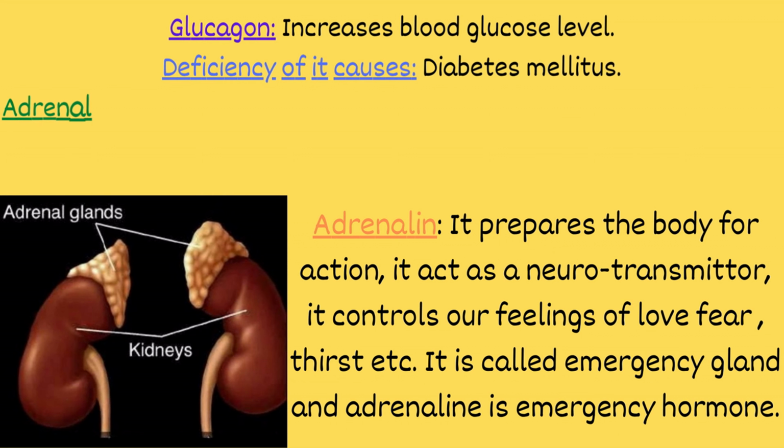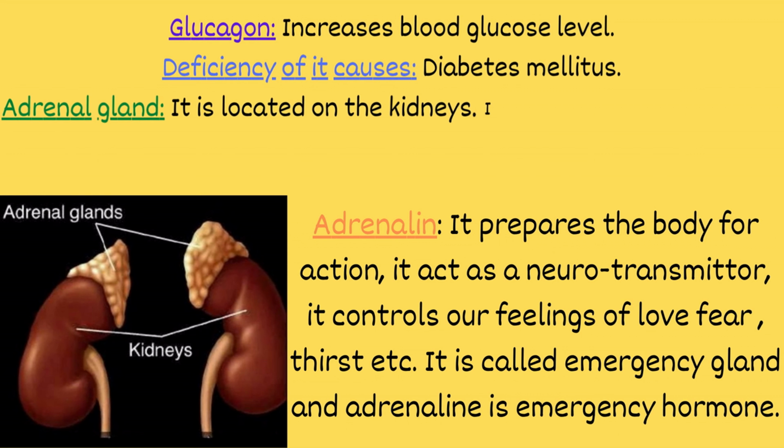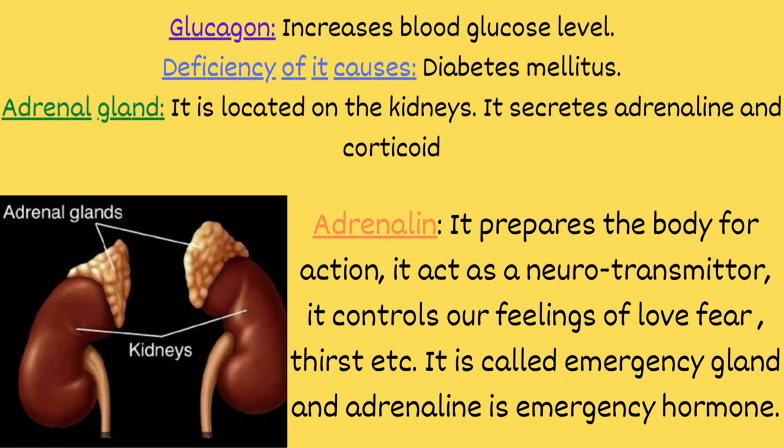Adrenal gland is located on the kidneys. It secretes adrenaline and corticoids. Adrenaline prepares the body for action, it acts as a neurotransmitter, and it controls our feelings of love, fear, thirst, etc. It is called the emergency gland, and adrenaline is the emergency hormone.